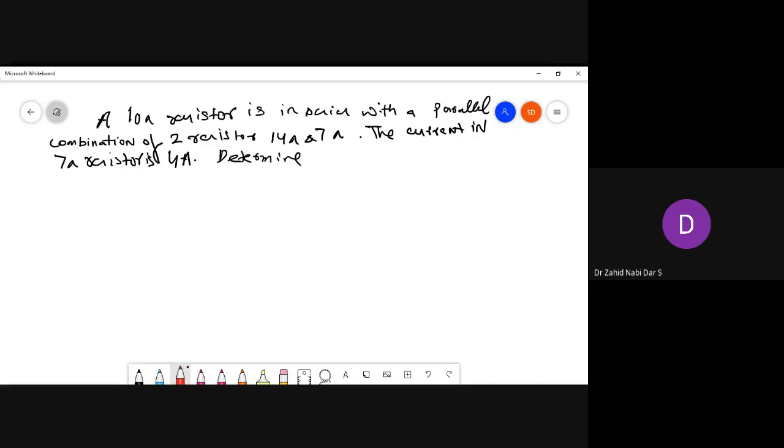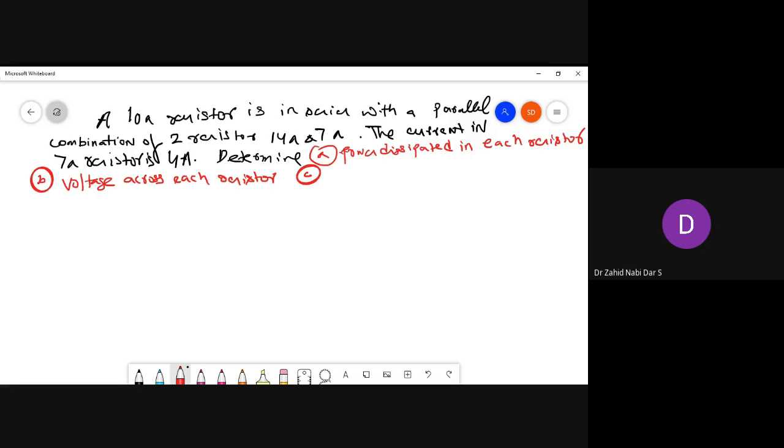Now it's asking you to determine: A, the power dissipated in each resistor; B, the voltage across each resistor; and number 3, the total power dissipated in the circuit. So please carry ahead.